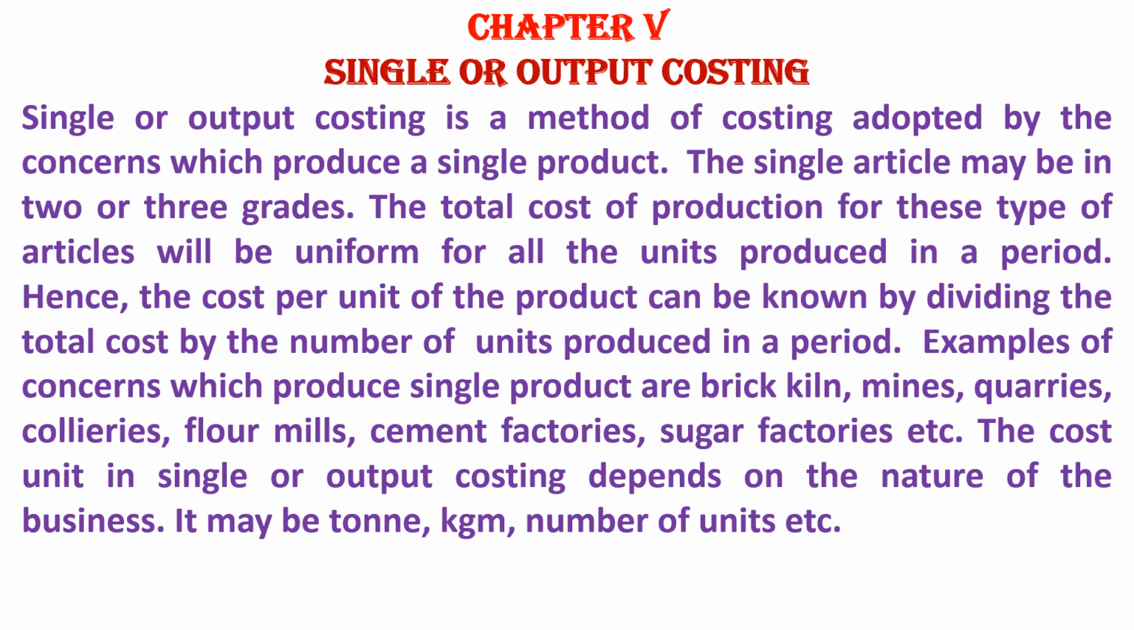Examples of concerns which produce a single product are brick kiln, mines, quarries, collieries, flour mills, cement factories, sugar factories, etc. The cost unit in single or output costing depends on the nature of the business. It may be ton, kgm, number of units, etc.